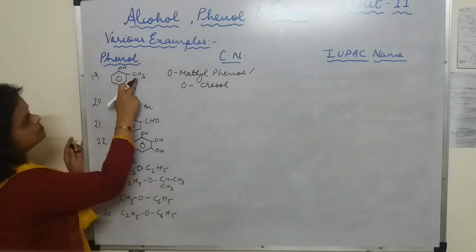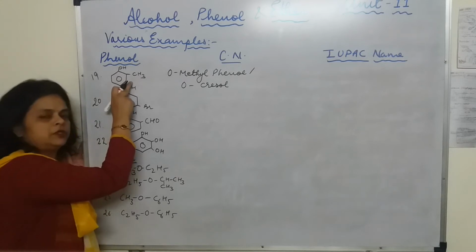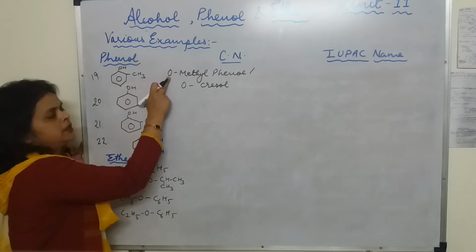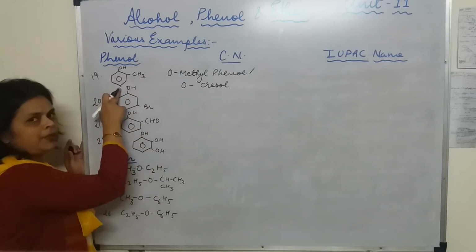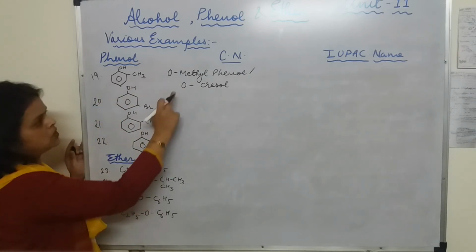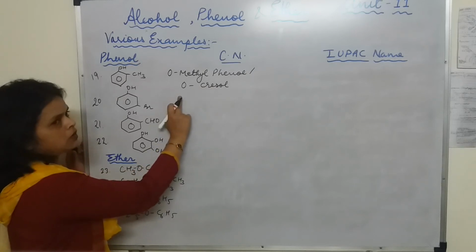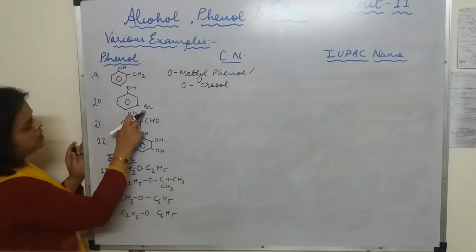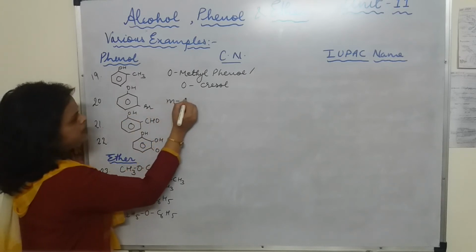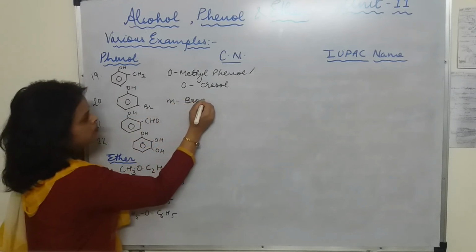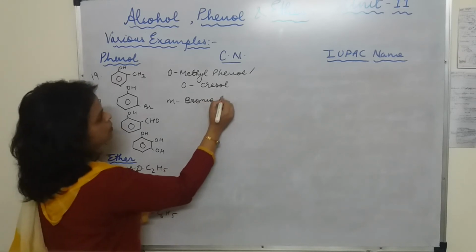Students, if this methyl group it is present here, then you will use the letter M, meta-methylphenol, and if it is there, para-methylphenol. Likewise, orthocresol, metacresol or paracresol. Br group it is attached at meta position, so we will write the name meta-bromophenol.